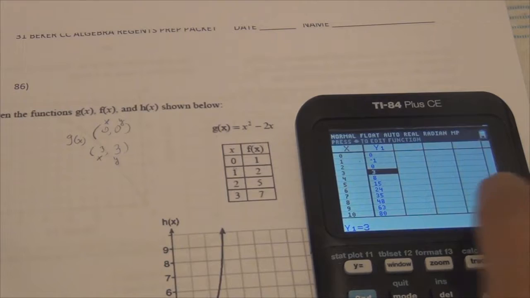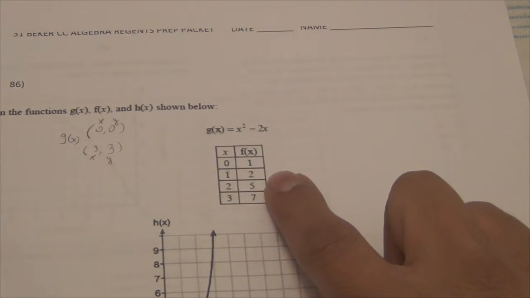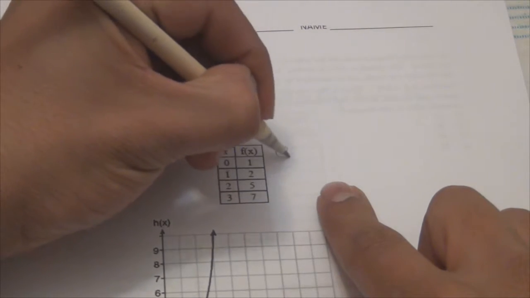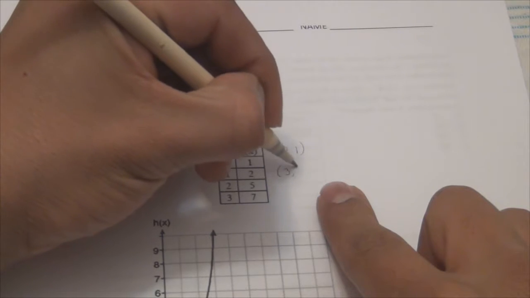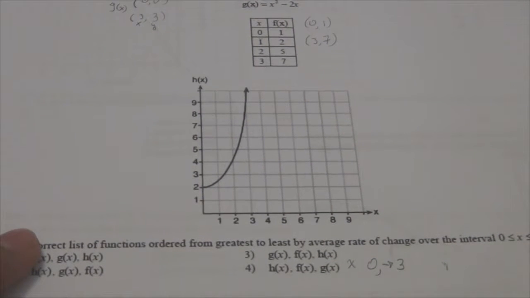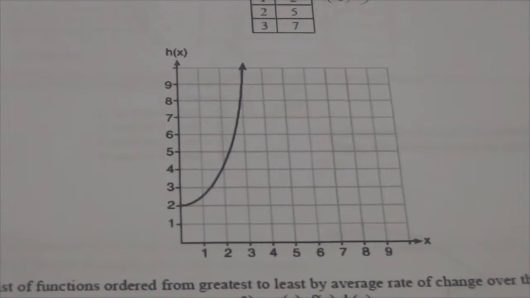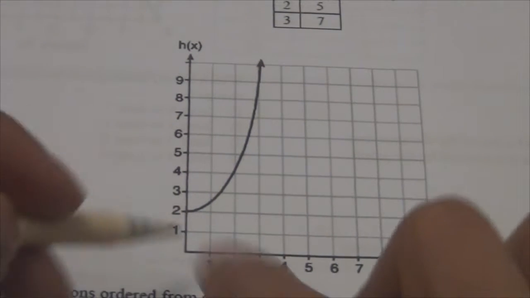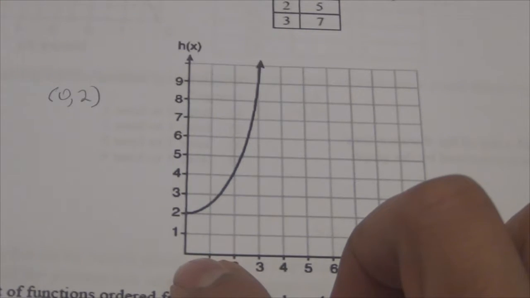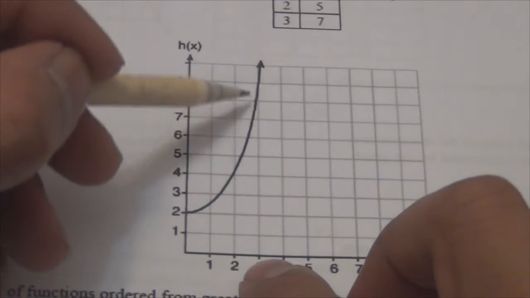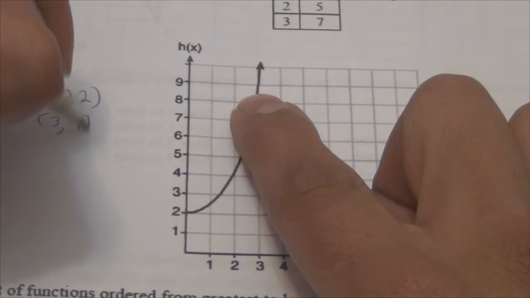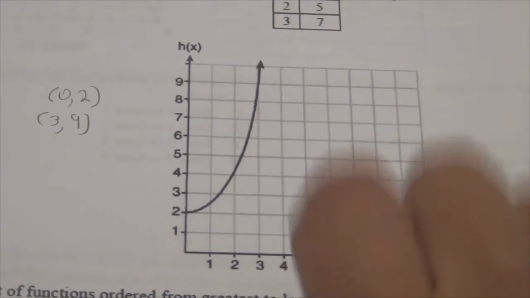Now for f of x, we already have them here. For f of x, I'm going to put the values over here. For f of x, we have 0, 1, and we also have 3, 7. And now let's list the values for the next function. I'm going to zoom in so you can see better, and then zoom out. Here, when x is 0, y is 2. So I have 0, 2. And then when x is 3, y is 9. So 3, 9. I thought it was going to be 8, but no, I see a little gap in there.